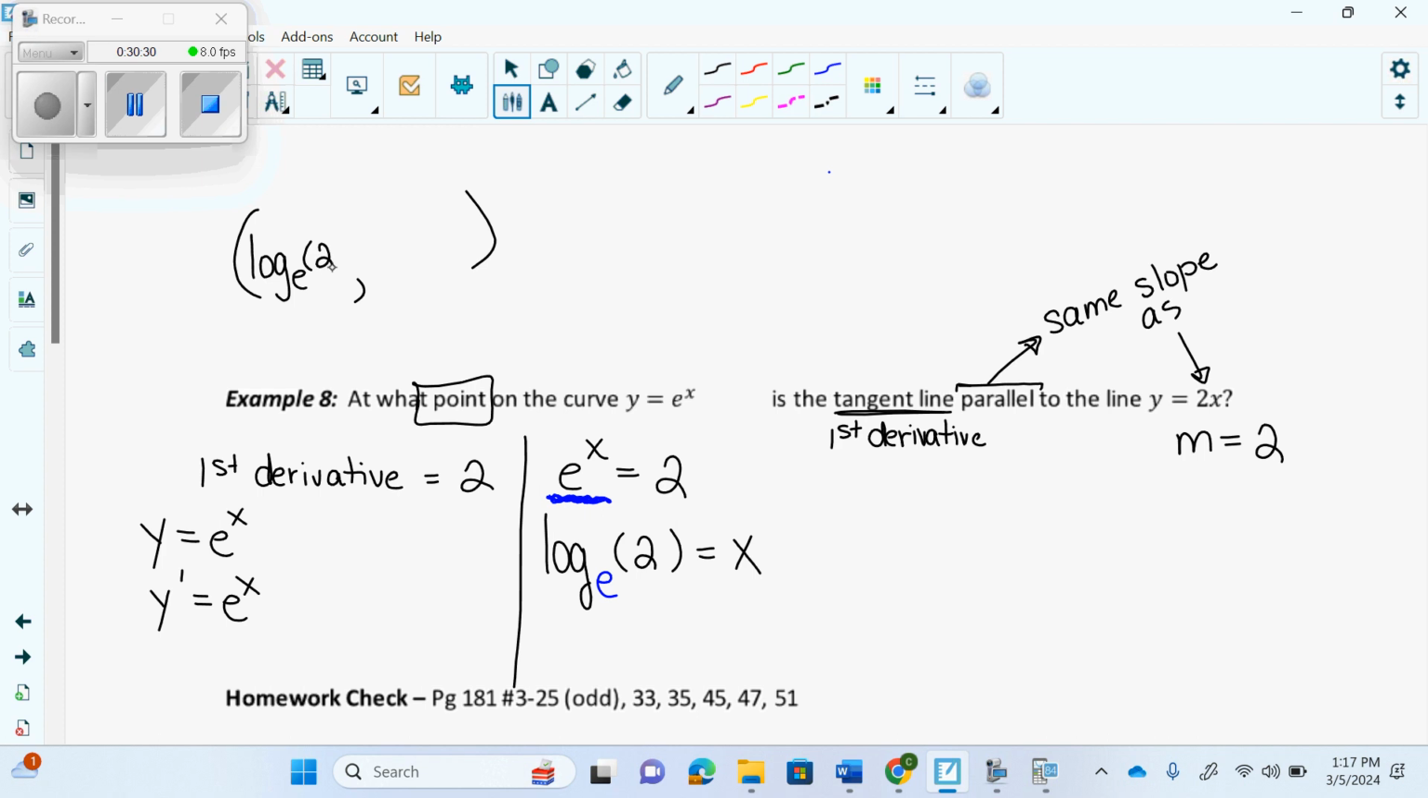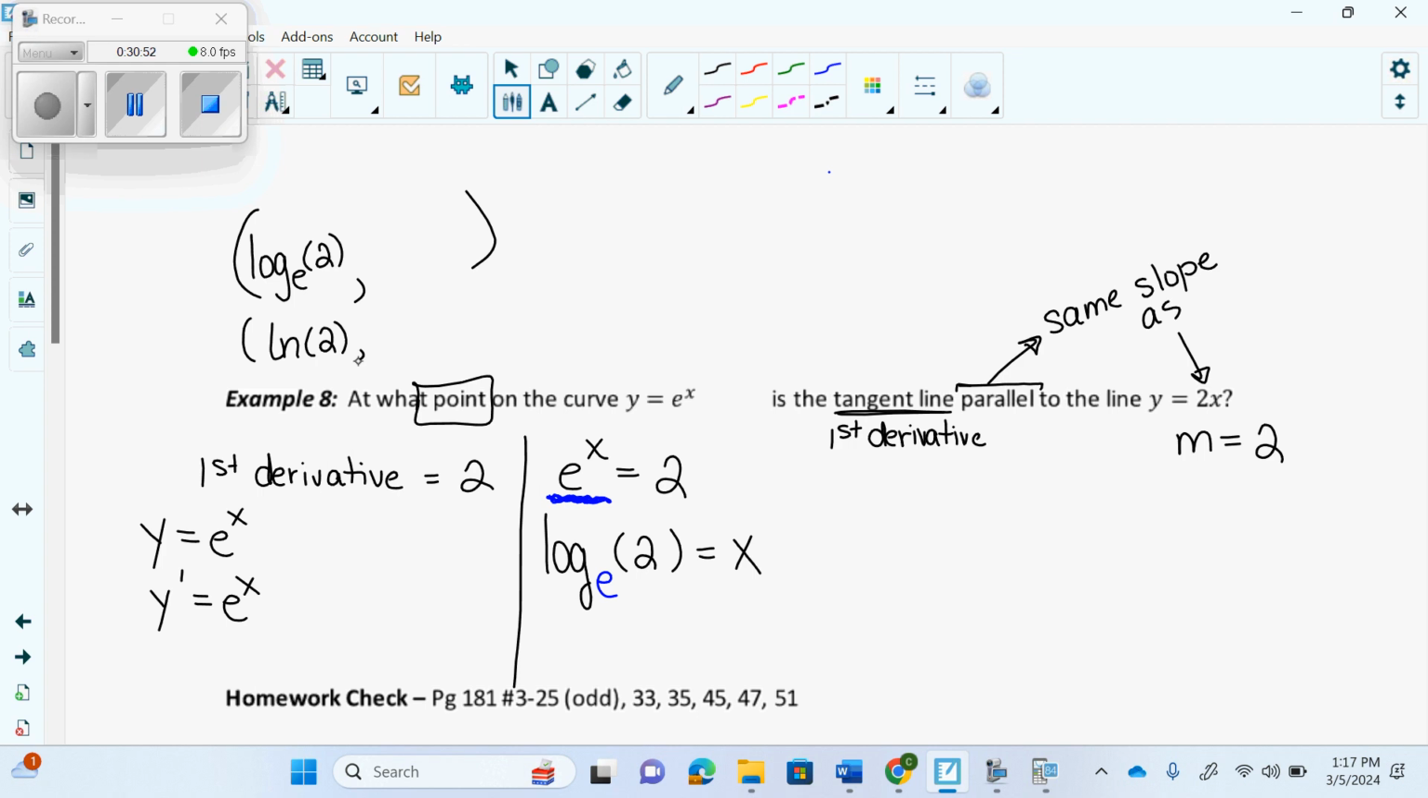I'm going to write it like this: log base e of 2. It'll never be written as log base e of 2. What's it going to be written as? What is log base e? It's ln. So they're going to write it as ln of 2, because log base e is the natural log, which is ln.